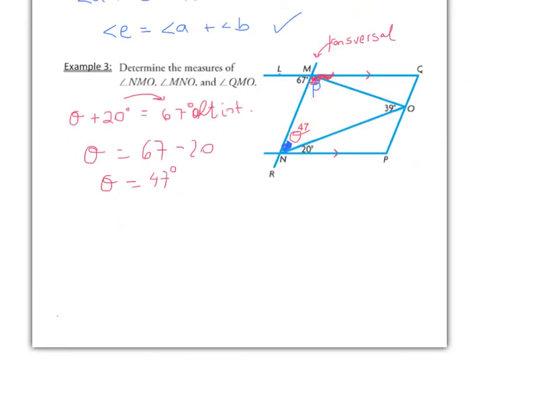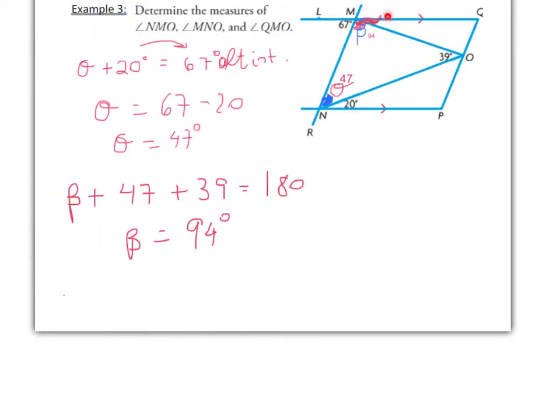So now we can figure out what beta is because we know all in this little triangle right here, MNO, all three angles have to add up to 180. And we have two of the three angles. So we can say that beta plus 47 plus 39 has to add up to 180. So beta is going to be 94 degrees.